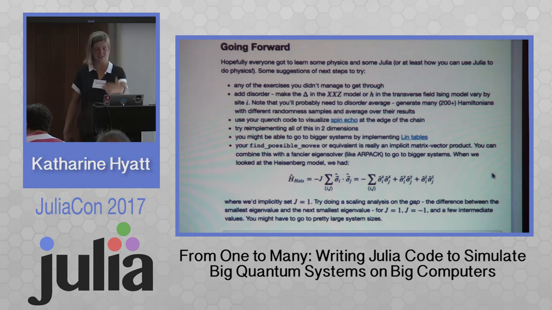And you can redo the entire process we went through here by adding disorder, where this delta in the XXZ model or a transverse field in the transverse field Ising model are different on each site. So there you can do a bunch of crazy statistics and basically be at the forefront of non-equilibrium physics in about an hour. So that's pretty cool. This is actually what I do as my day job, these disorder average simulations of these spin chains.